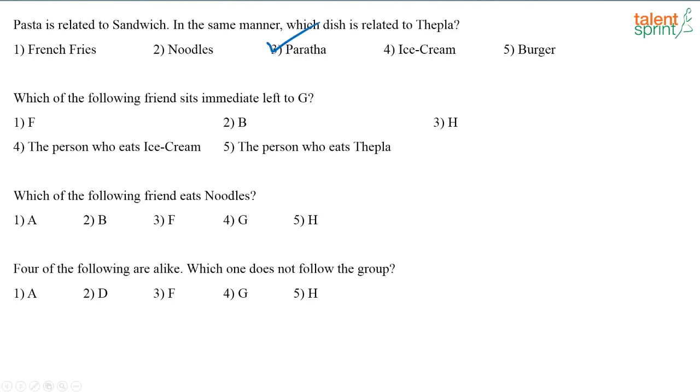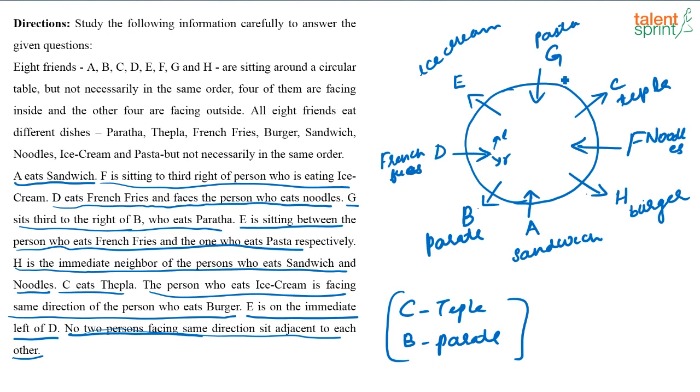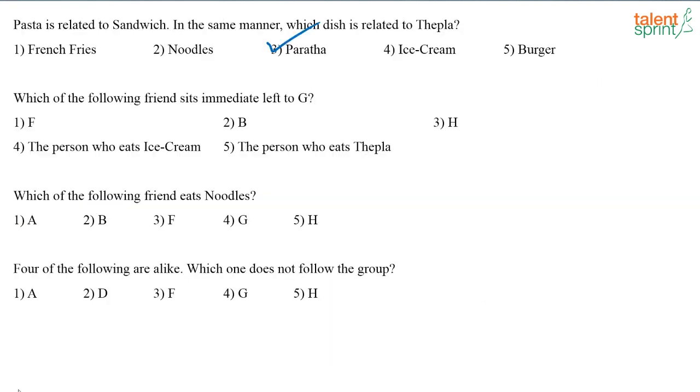Which of the following friends sits to the immediate left of G? So this is the left of G. C sits to the immediate left of G. Or the person who eats tepla sits to the immediate left of G. Which of the following friends eat noodles? Who eats noodles? F eats noodles. Four of the following are alike.